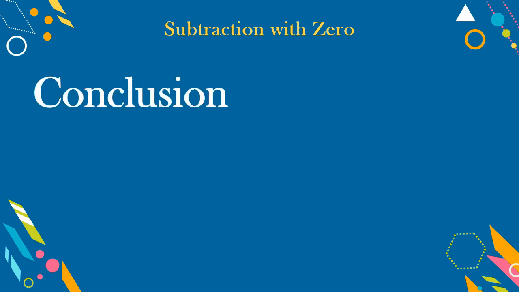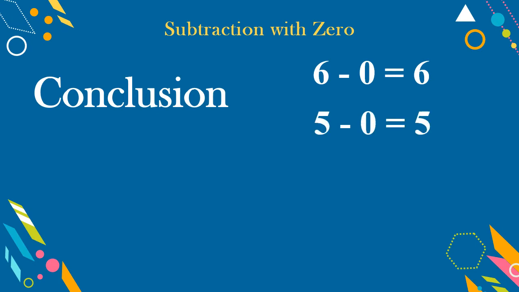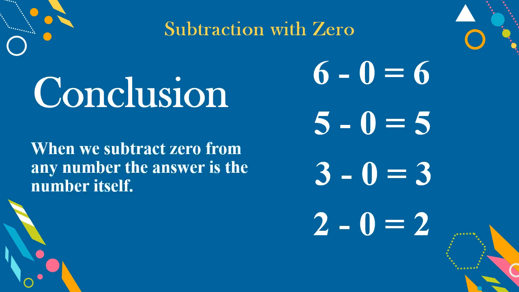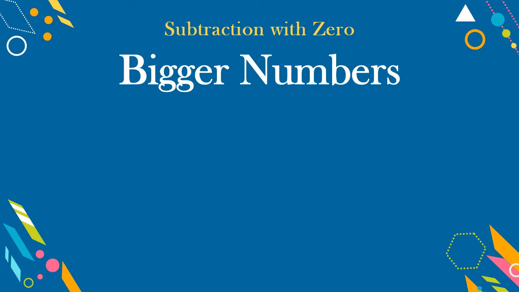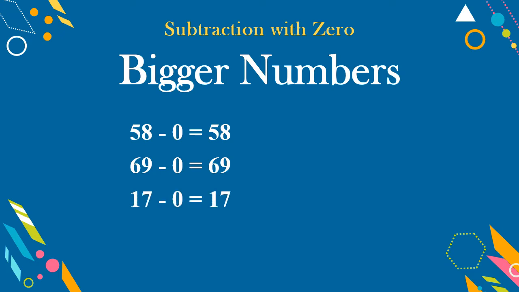We have a conclusion from the above examples. We have 6 minus 0 equals 6. 5 minus 0 equals 5. Similarly, we can say 3 minus 0 equals 3 and 2 minus 0 equals 2. So we can conclude that when we subtract 0 from any number, the answer is the number itself. For bigger numbers, we will follow the same rule. For example, 58 minus 0 equals 58. 69 minus 0 equals 69. 17 minus 0 equals 17.